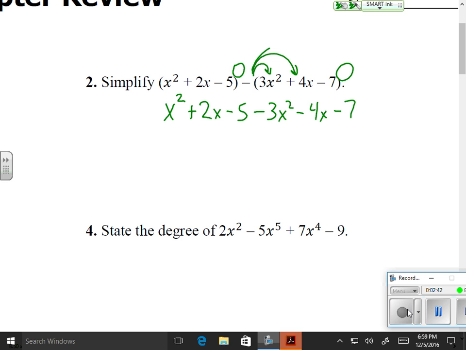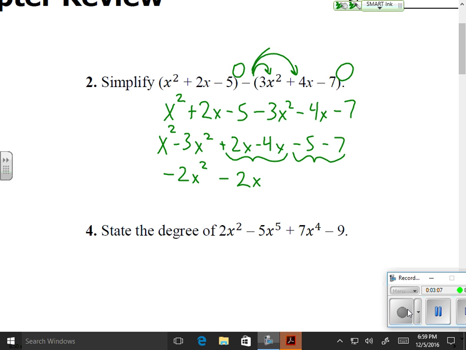If we group the terms that are like each other, it would be an x squared minus a 3x squared, and then we would have a 2x minus a 4x, and then a minus 5 minus 7, and that would become negative 2x squared. The middle two would become minus 2x, and then that would become minus 12.